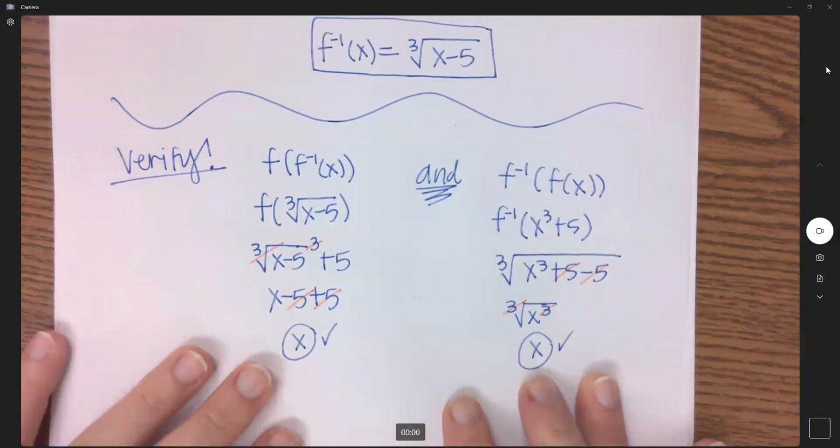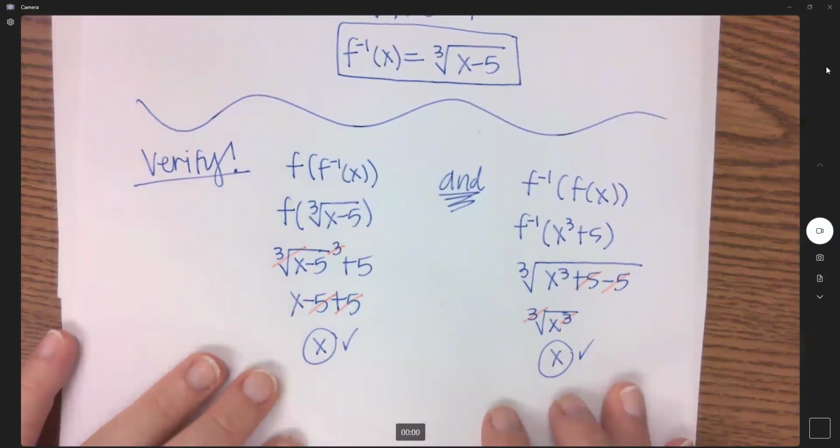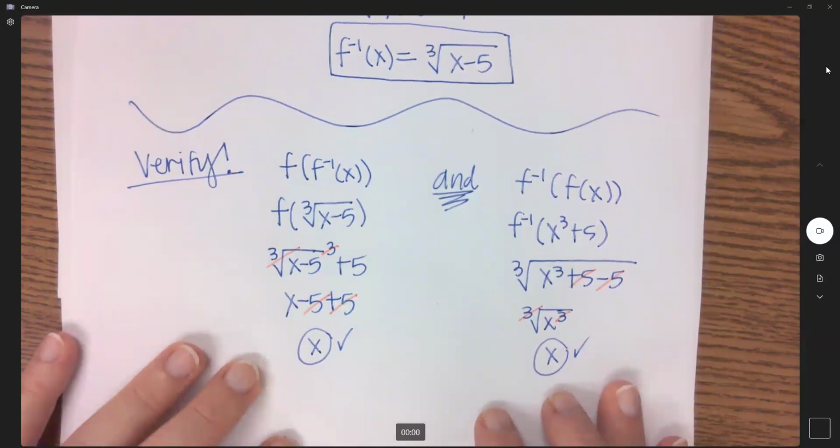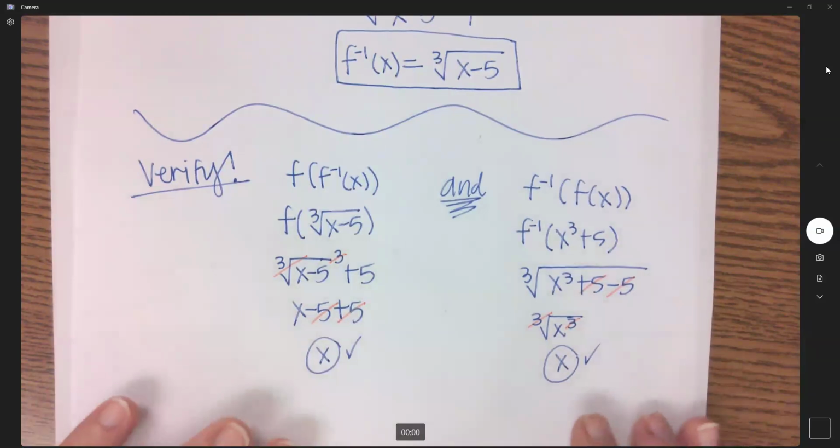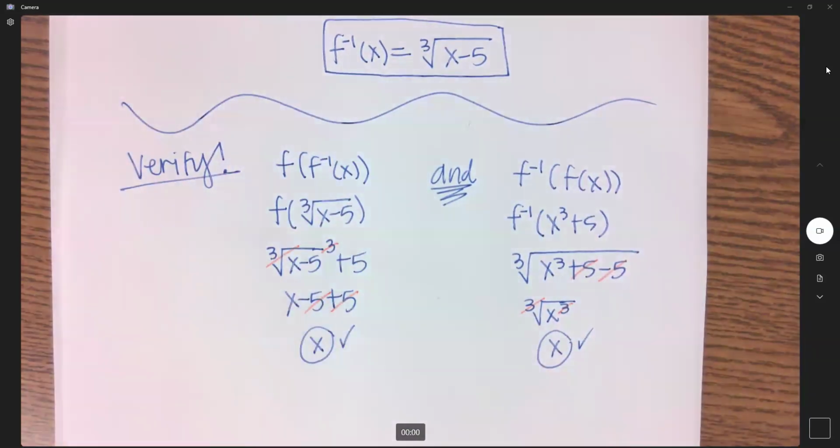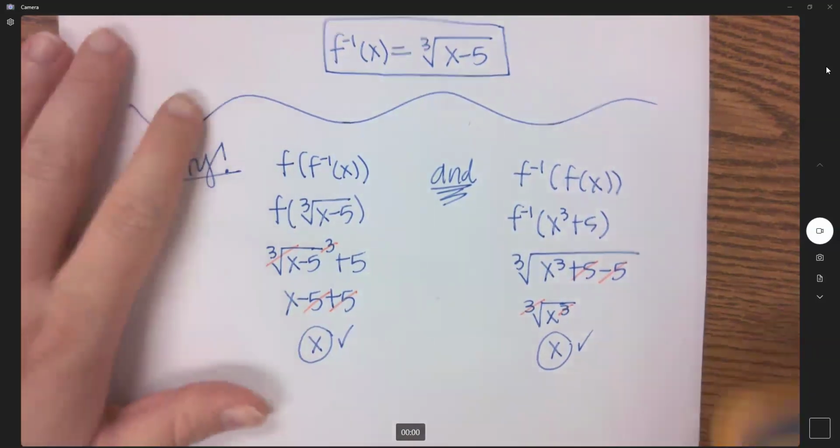So these are always going to be yes, no questions. Did you verify? Yes. Did you verify? No. Or once you verified, was it inverses, something like that. Don't always just click yes. Make sure you can get through this because this will be a test question, especially for my on-campusers.